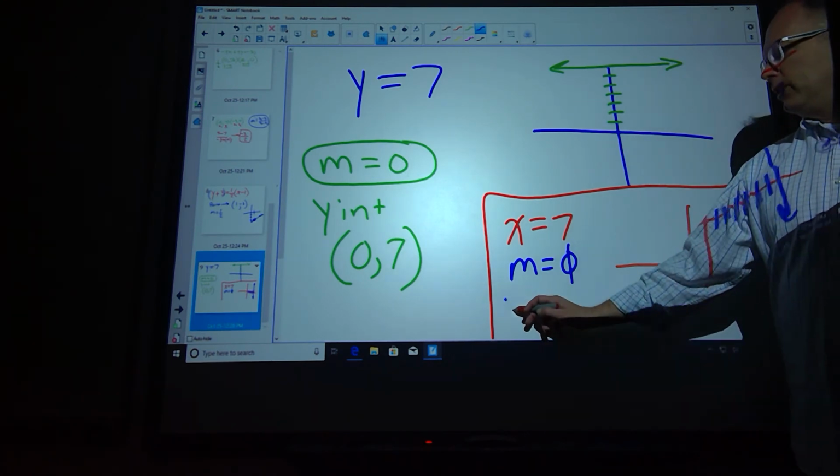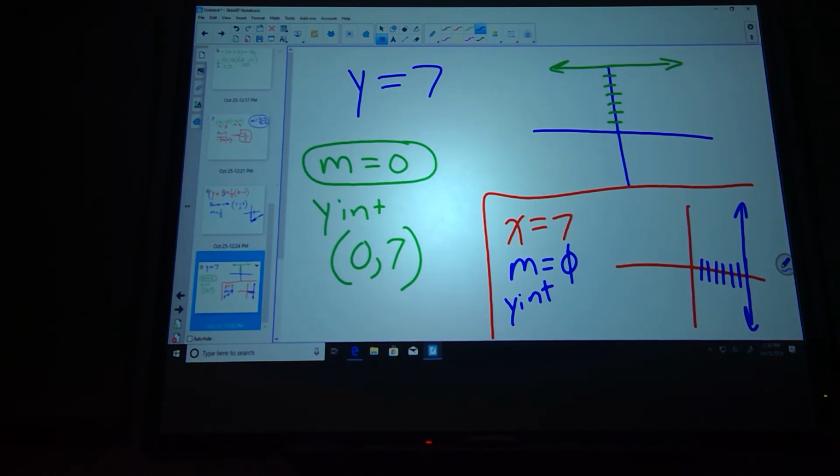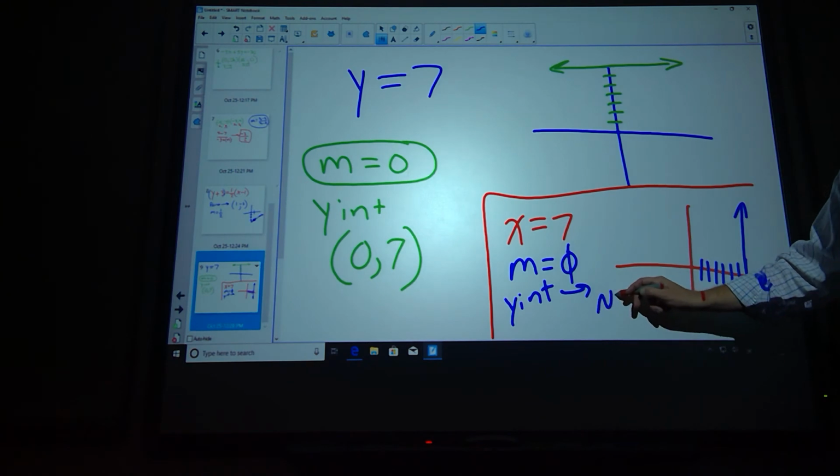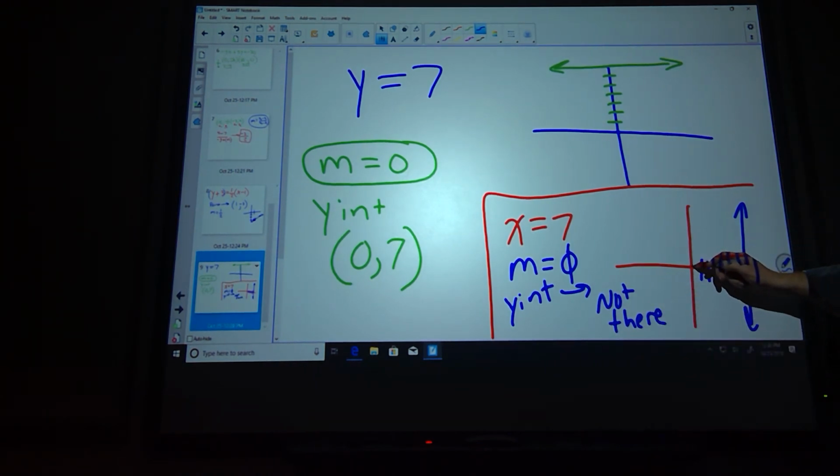What is the y-intercept? 7. No. 0. None. It doesn't exist. There's nothing there. It's not 0. If it was 0, it'd be right there. So don't put 0 for an answer, because 0 tells me you're saying it's right there. If you put none or doesn't exist or something like that, then I totally know what you're talking about.